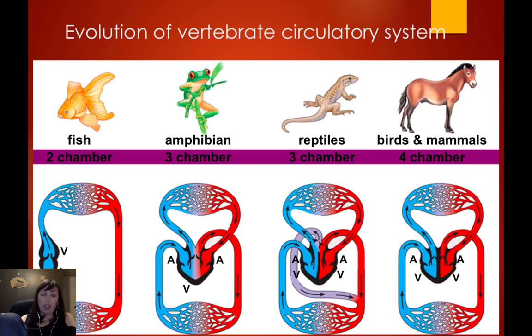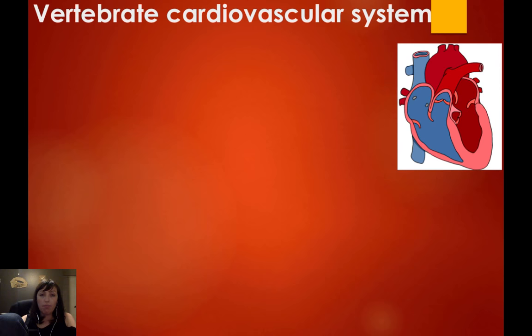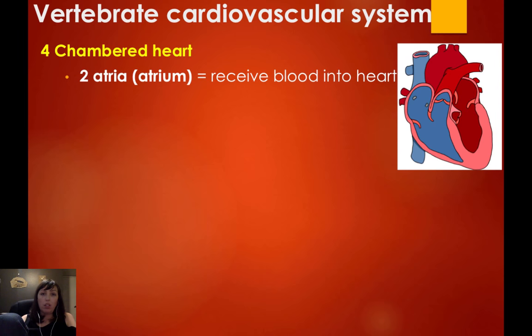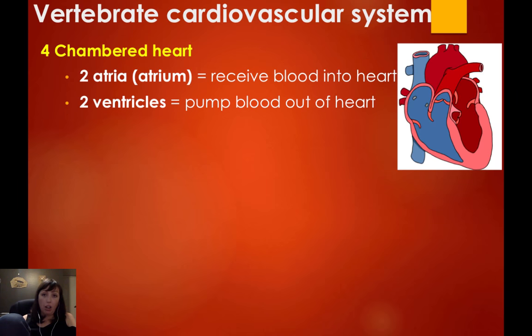So again, looking at another sort of evolution of vertebrate circulatory system from the 2-chamber and from the 3-chamber all the way up to the 4-chamber circulatory system. Okay, so the vertebrate cardiovascular system, 4-chambered heart. Okay, there's 2 atria, or atrium singular, which receive blood into the heart. 2 ventricles, which pump blood out of the heart.